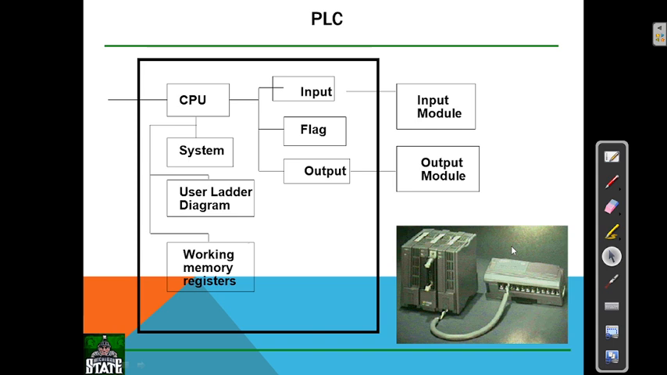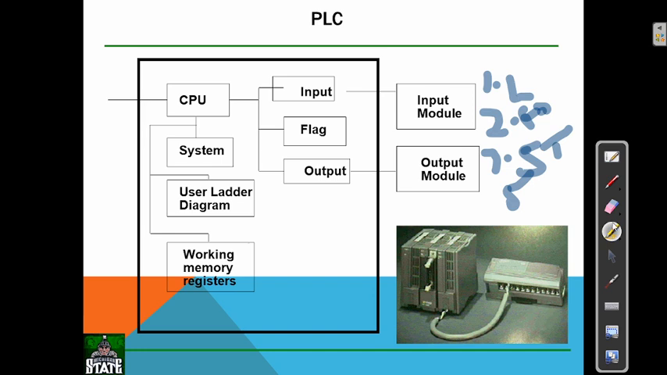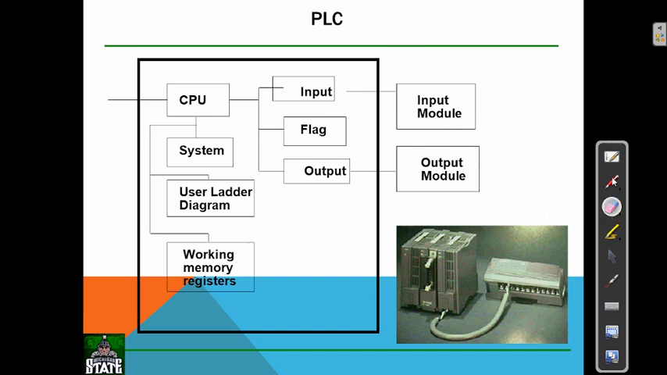The block diagram of the PLC: it will have a CPU and a system. Here is a program, the user ladder diagram, which is one of the programs in the PLC. Mainly a PLC has 5 languages. One is ladder, the second is function block, and structured text and instruction list. Likewise we have 5 languages. But nowadays, in industry, they mainly use only the ladder diagram program.